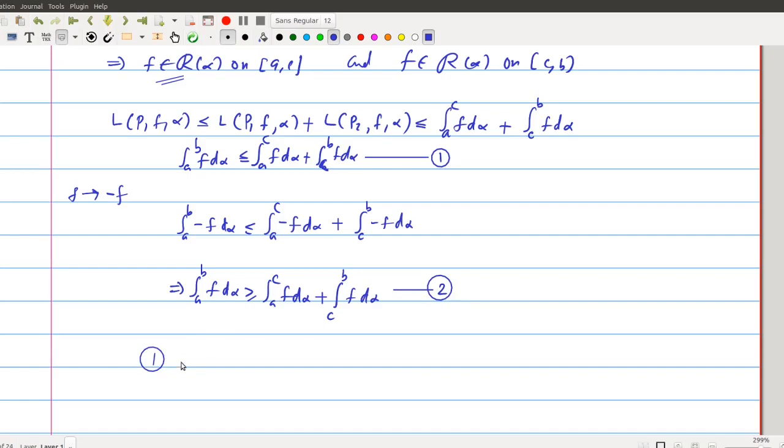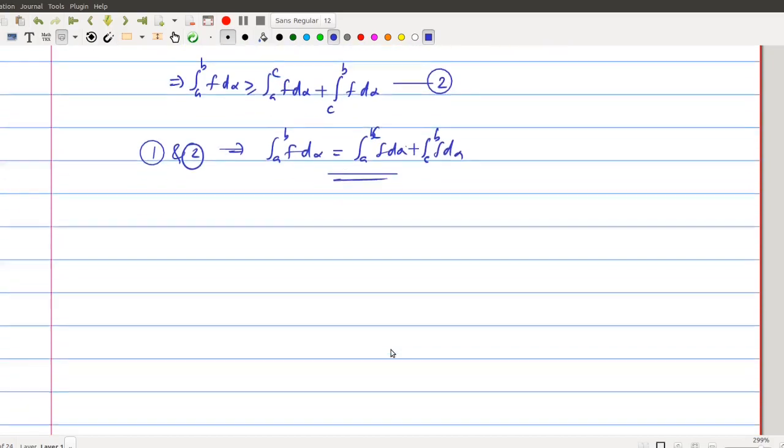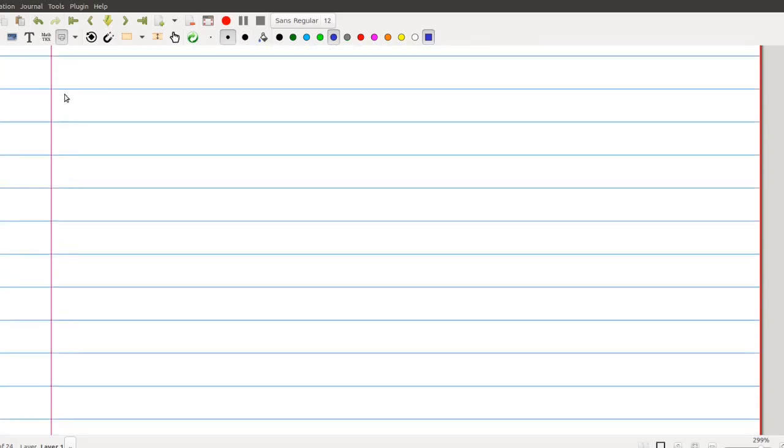From 1 and 2 we have integral A to B f d alpha equal to integral A to C f d alpha plus integral C to B f d alpha. Okay, so this proves C part. Now we have D part. What is the D part?